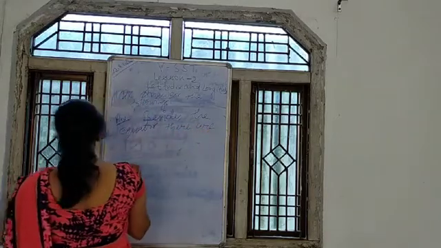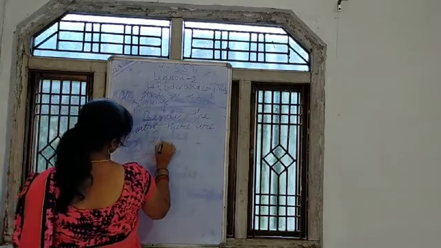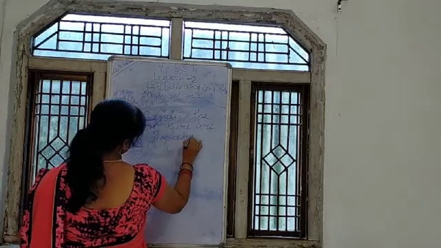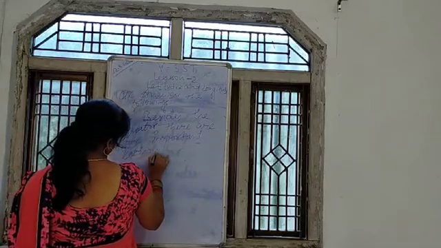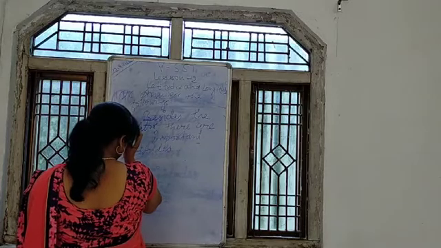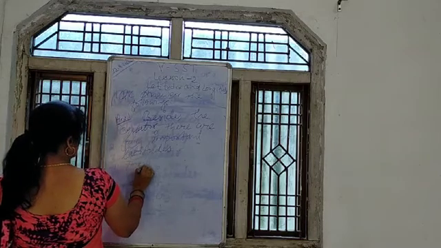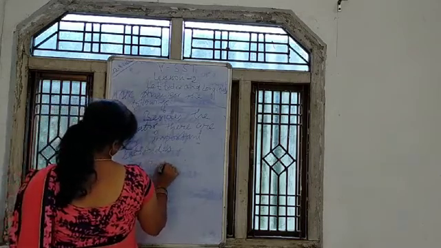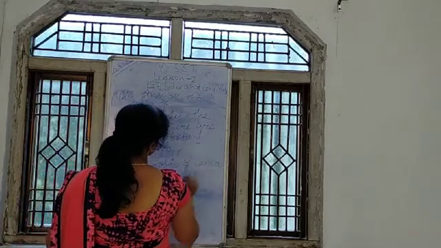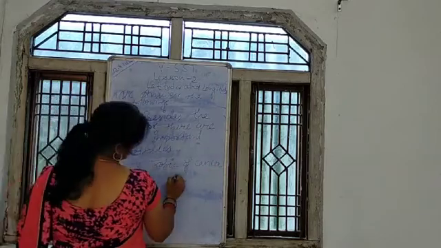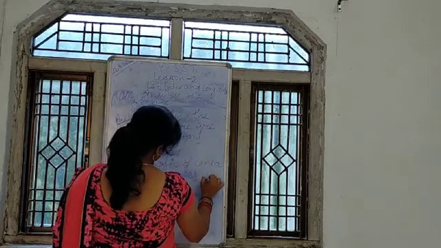There are 4 important latitudes. Now you have to write first. What is the first one? The Tropic of Cancer. So what is the degree for this? You have to write the degree also, 23.5 degree, that is north, isn't it?